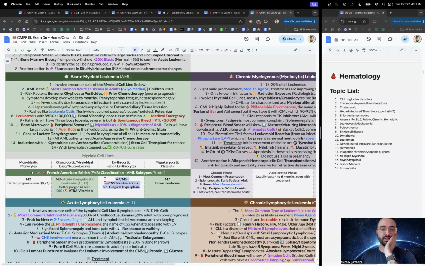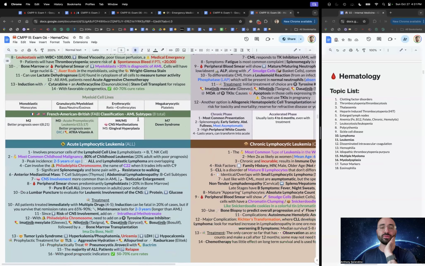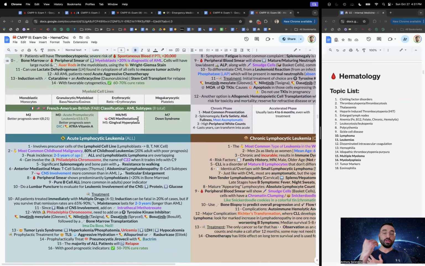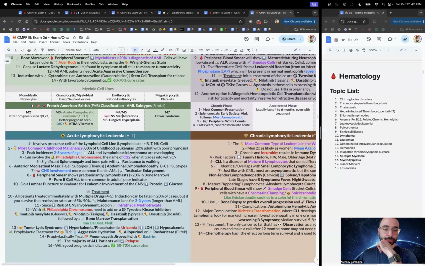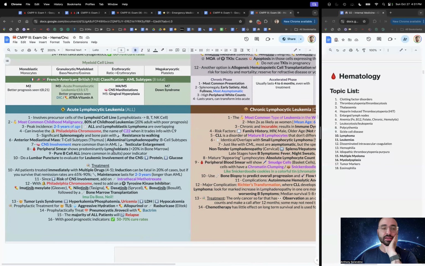M4, M5, you get these gingival CNS manifestations. So this is all in the upper left, and you're going to see this in adults. Now, if we go down to acute lymphocytic leukemia, this is going to be not only more common in kids, but 80% of childhood leukemias. You can get it in an adult, but most of the time, this is going to be a kid.